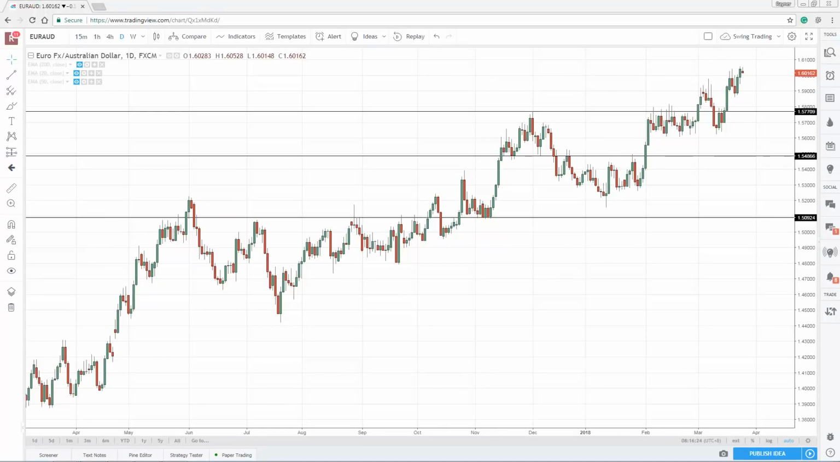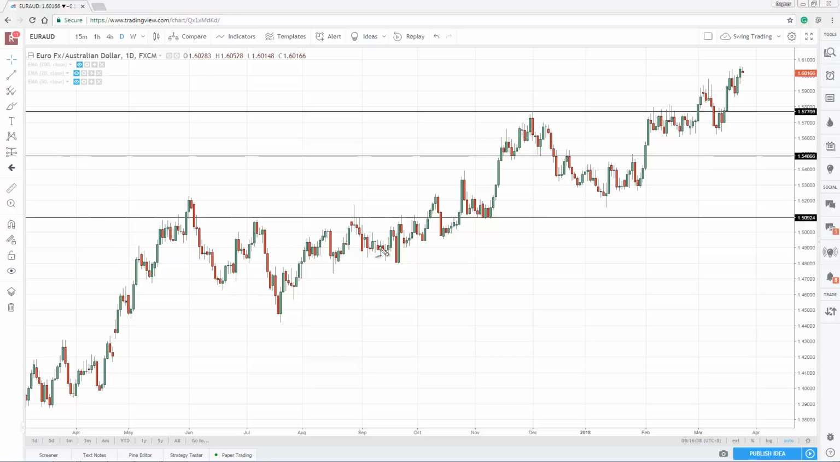Okay, so the first market that I want to cover is Euro against the Australian dollar. I believe this is a setup that I mentioned, I think, 1 month back or so. I took this trade and I want to share with you the thought process I had when I took this trade.